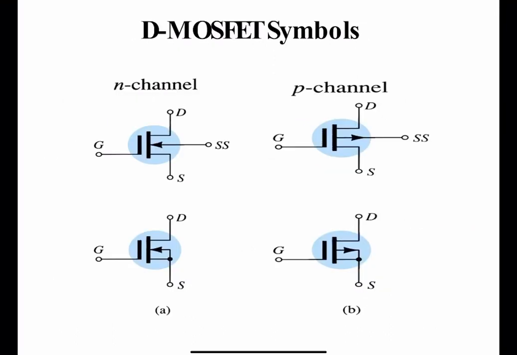These are the symbols of depletion mode MOSFET. The first figure shows the N channel. Internally, source and substrate are connected. You can see in this figure that substrate and source are connected internally. Similarly for the P channel, substrate and source are connected internally, as you can see in figure B.